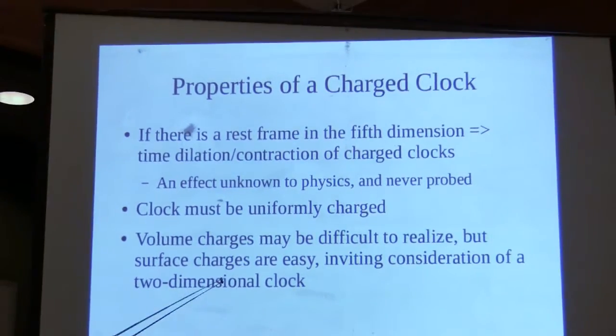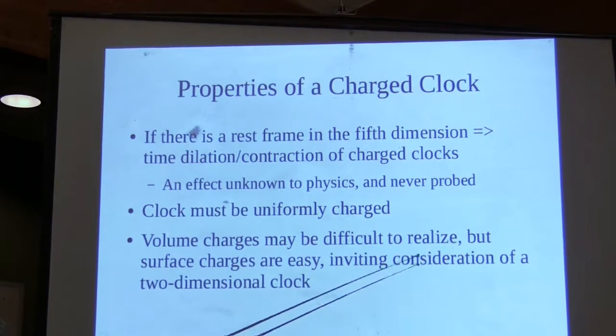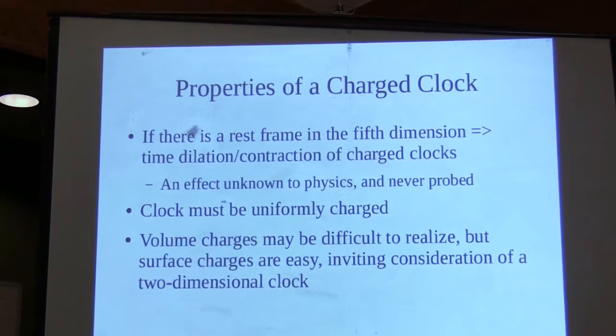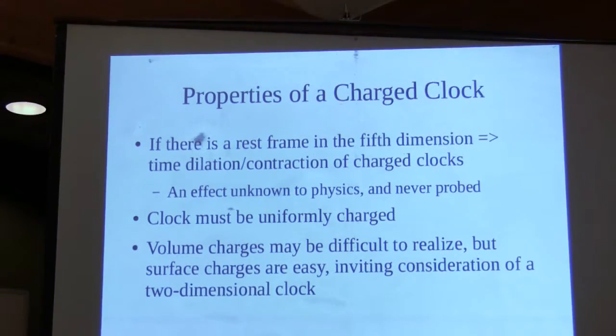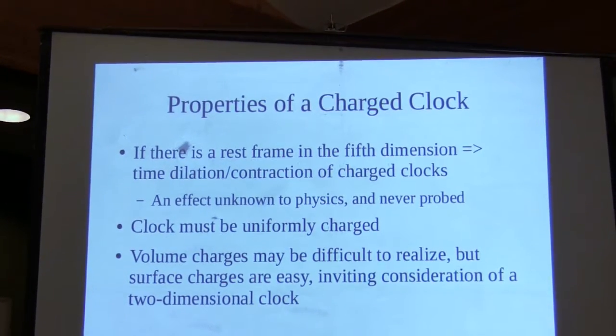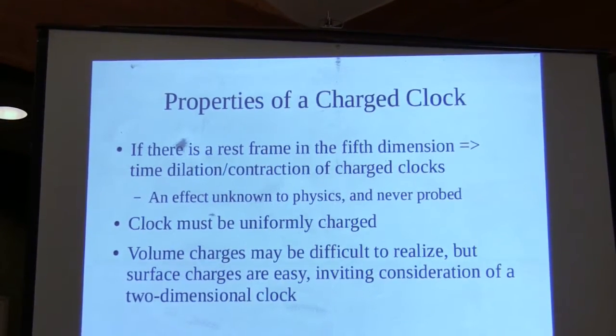So if someone can think of a two-dimensional clock, it would be easy to charge it. You put it on the surface of a sphere and charge it up. So Rockwell fermions.